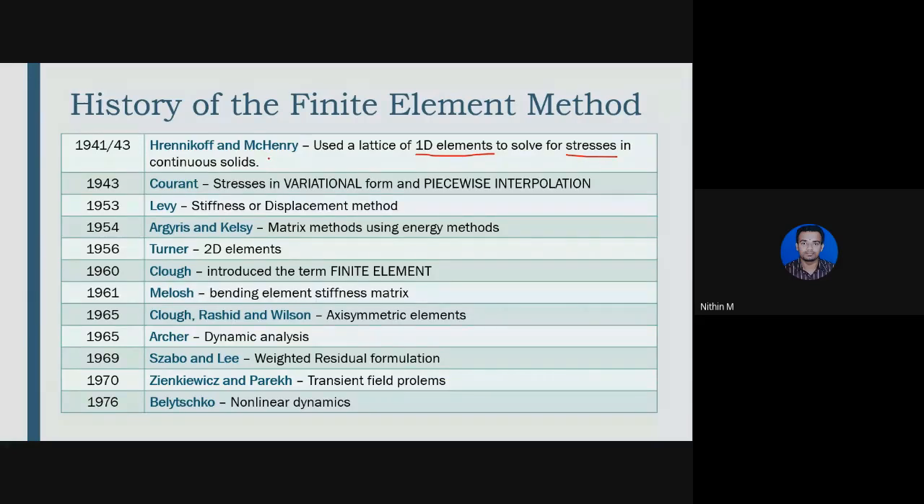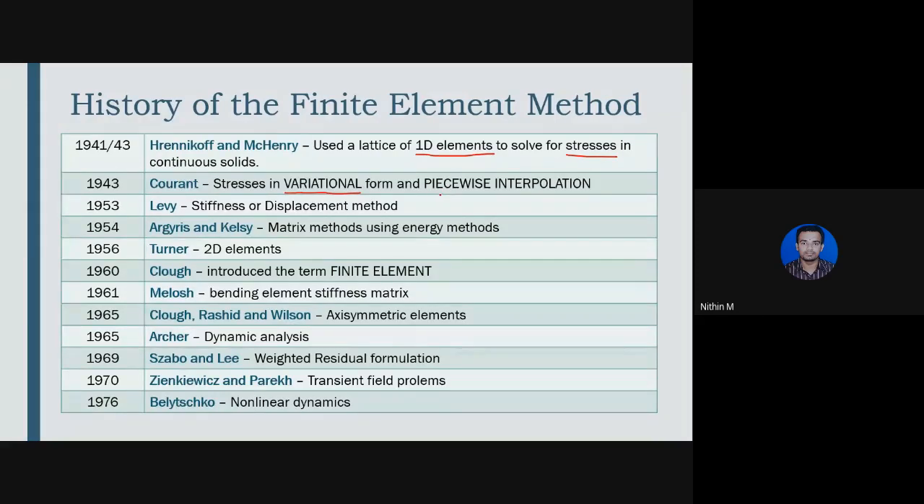I will not be explaining these things in detail because this is not so important, so let me just go through it. So in 1941, Hrennikoff and McHenry made use of 1D elements to solve problems on stress analysis. Then in the year 1943, Courant started making use of the variational form. This is based on variational calculus that he studied in probably mathematics 4. He converted it into something called piecewise interpolation.